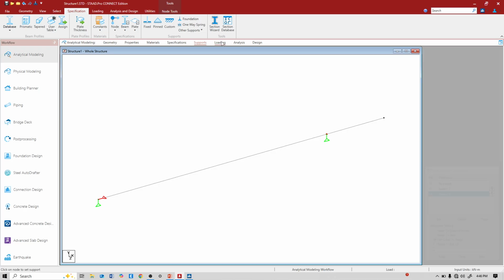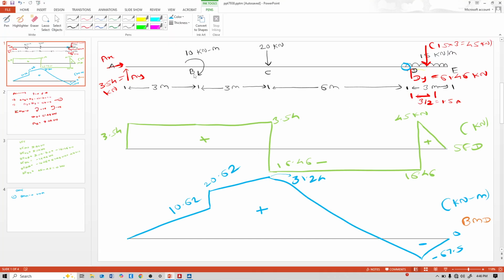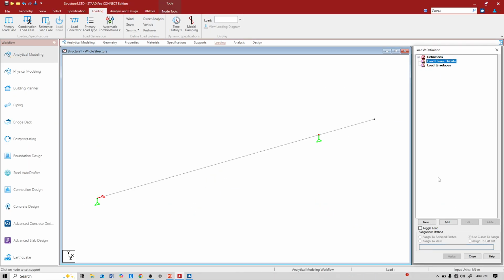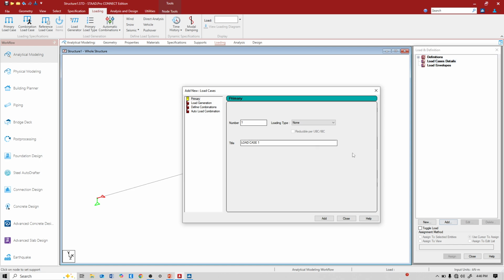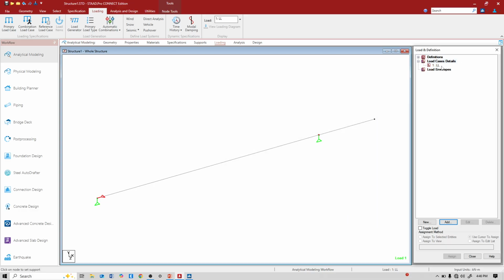Now loading. At point B, that means from point A it is 3 meter distance, concentrated moment 10 kilonewton meter acts. So 3 meter. Load case detail select. Add, loading type live load. Title live load. Add close. Click on live load. Add.